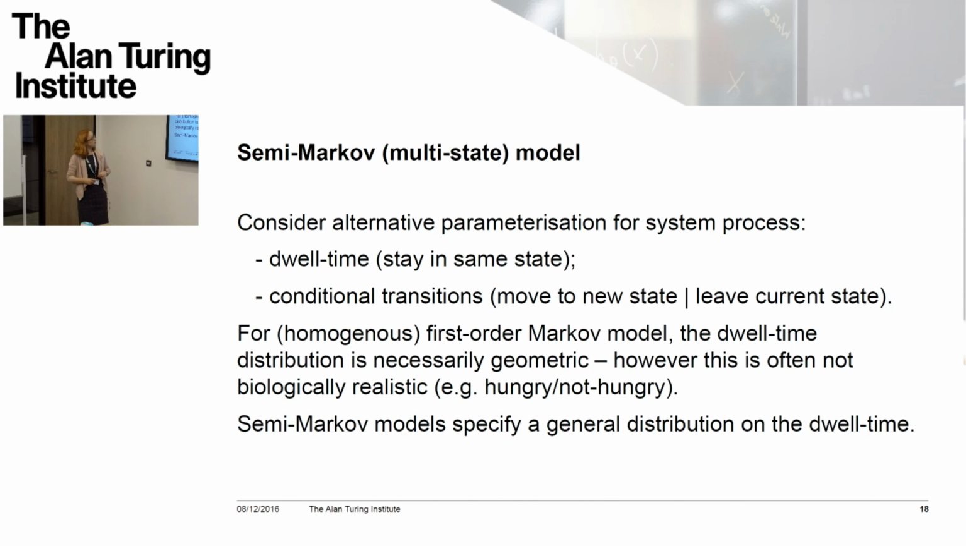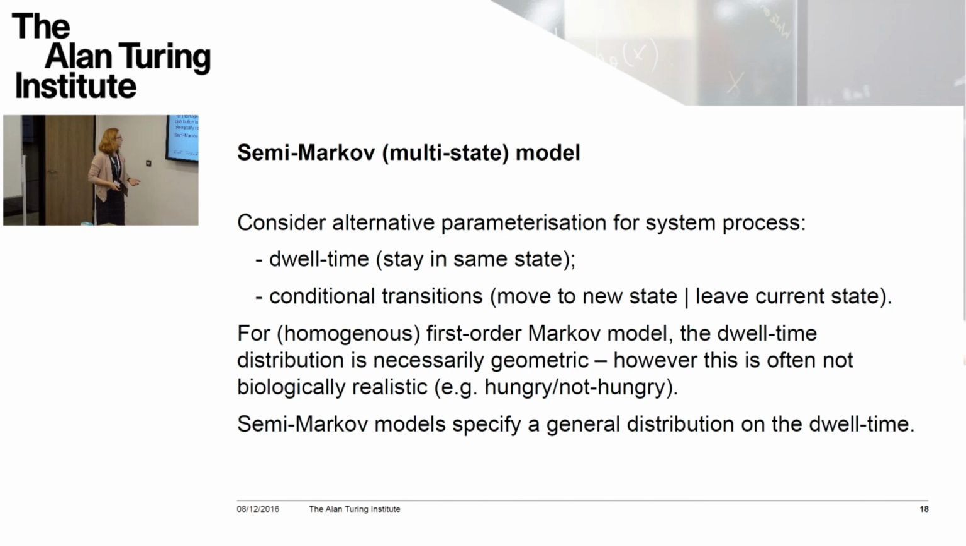You have the dwell time distribution, basically, which is the distribution of how long you stay in a state. And then you have the conditional distribution of moving to each of the other states given that you leave the current state. So this breaks up the probability transition matrix basically into two parts, the diagonal and the non-diagonal. And then we can put on nice, more generic models.